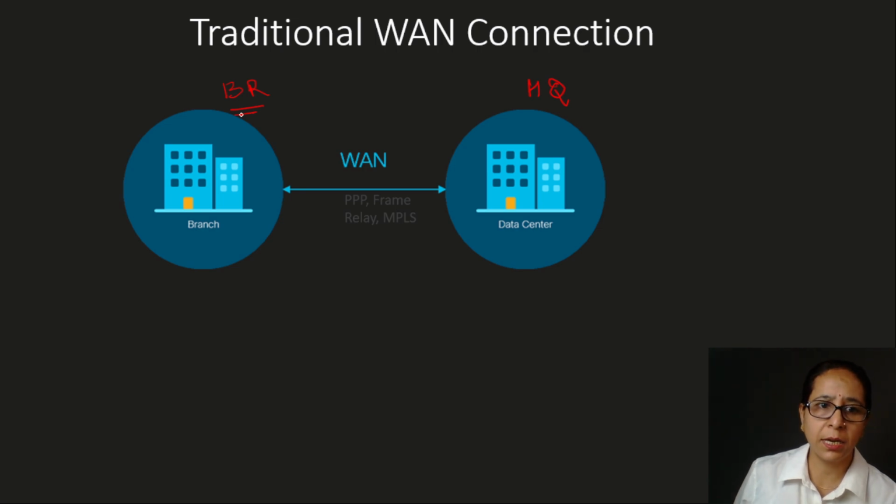Okay, and now what we are doing here is, we need a wide area network connection between these two sites, head office and the branch office, so that they can communicate with each other. Over time, the transport media evolved. Before that it was PPP, point to point, then Frame Relay came, then MPLS.